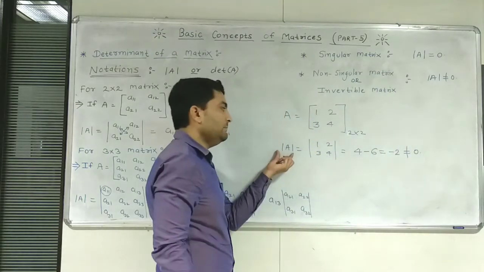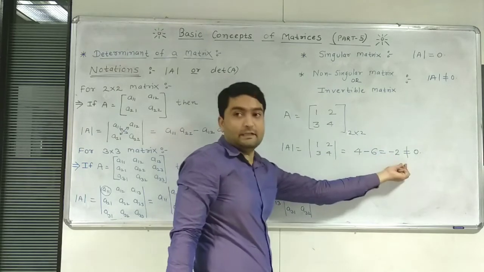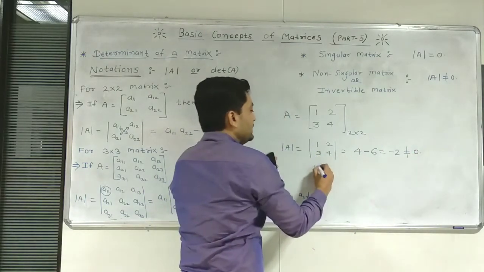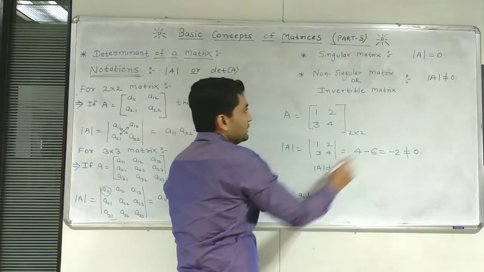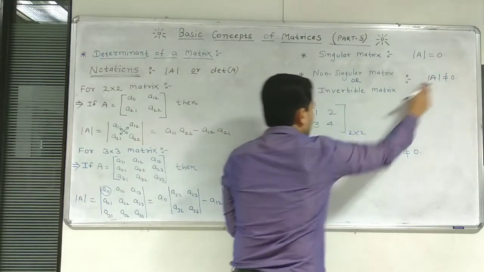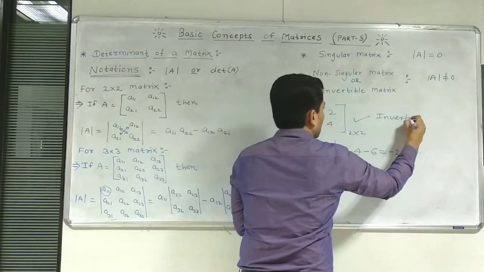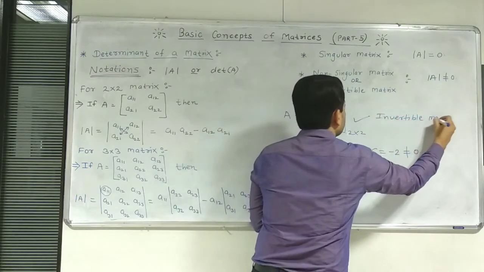Okay, so determinant की वैल्यू यहाँ पे क्या है? It is a minus 2. Okay, and it is not equal to 0. So that means determinant of A is not equal to 0. That means this condition is satisfied. So that means this matrix is called invertible matrix. Okay, so that means we can find out its inverse.